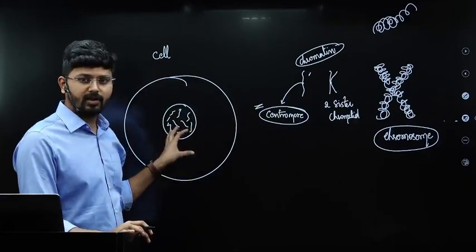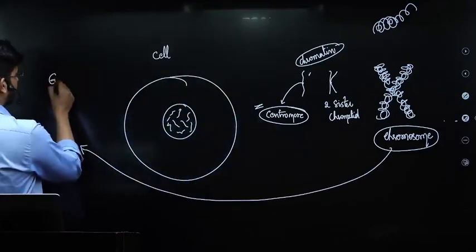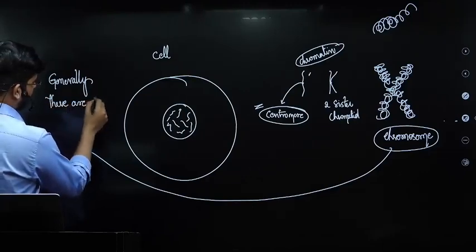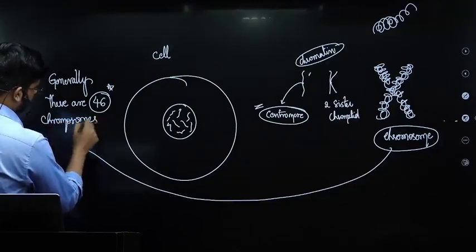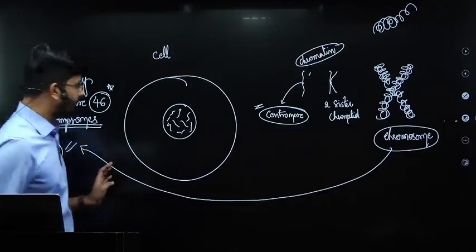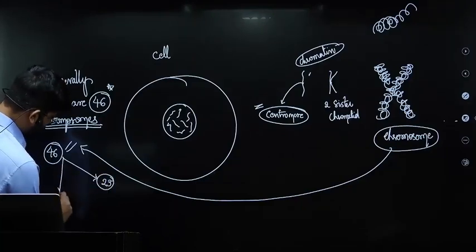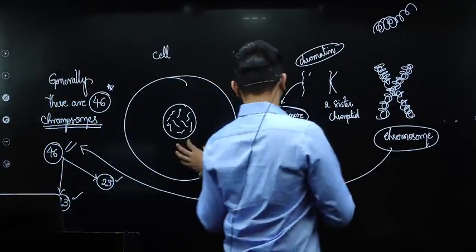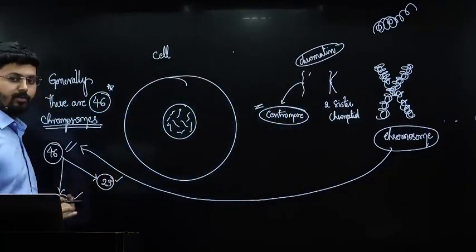So the number of chromosomes that are present in a human cell is generally 46. Generally there are 46 chromosomes in any cell. Okay, so you have 46, right? And out of these 46, 23 come from the mother and 23 come from the father. So the cell has 46 chromosomes within it, 23 and 23. 23 come from the father, 23 come from the mother.